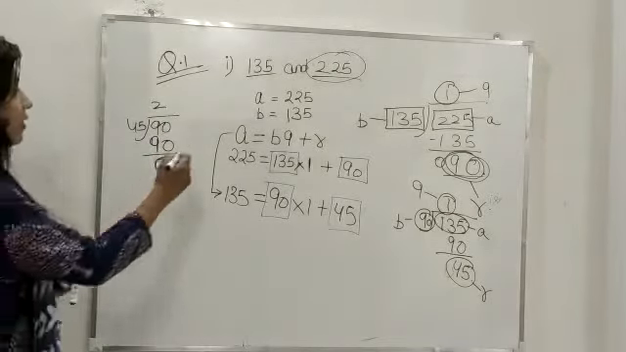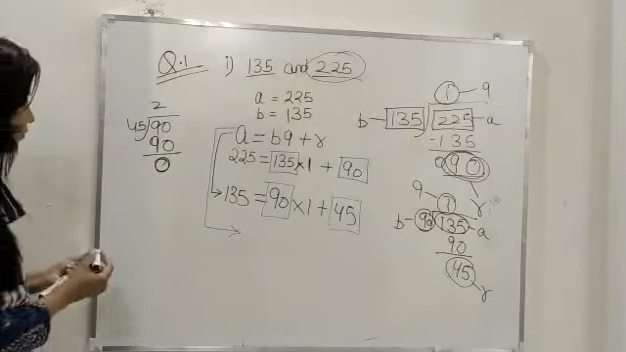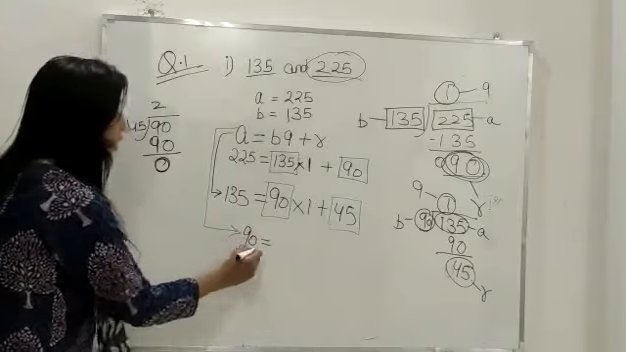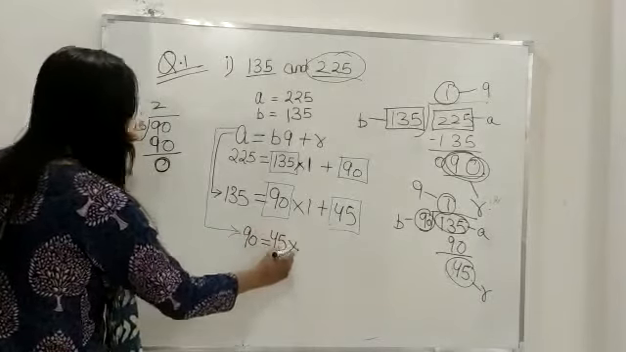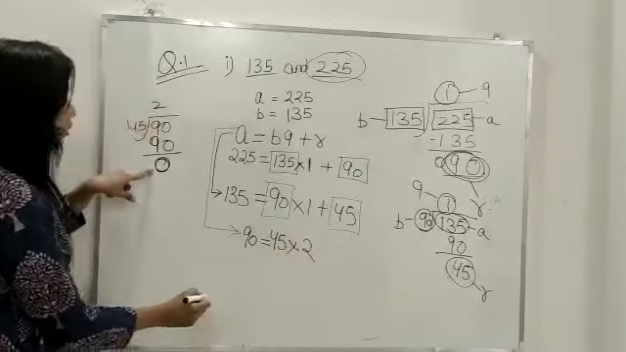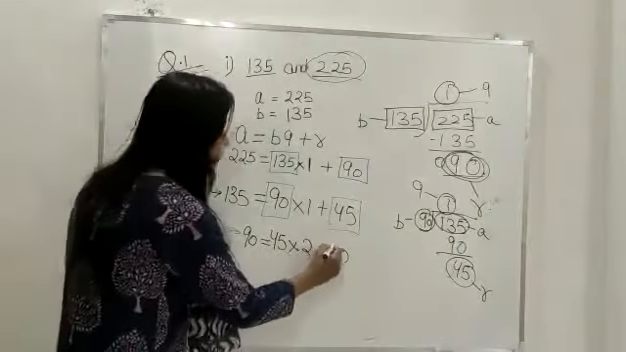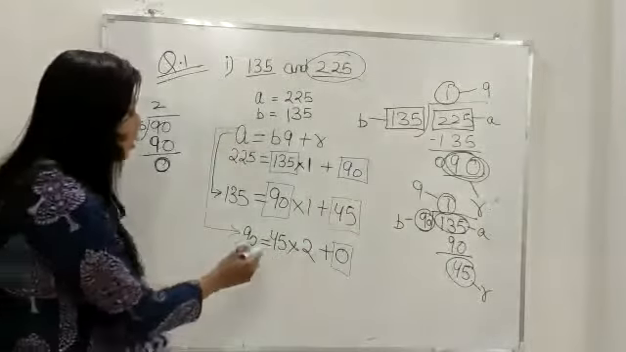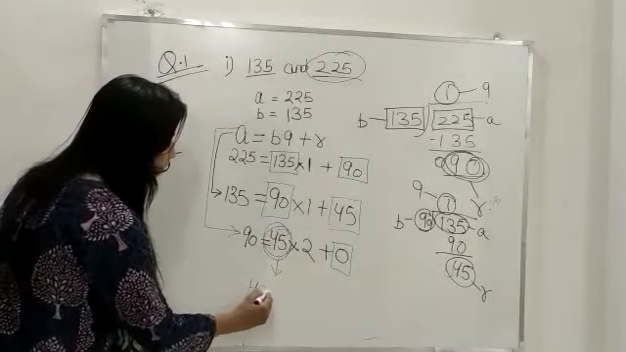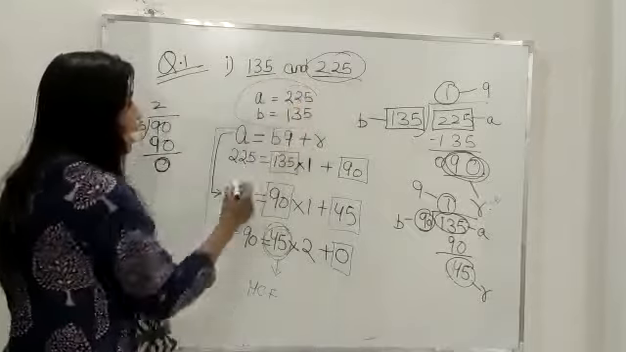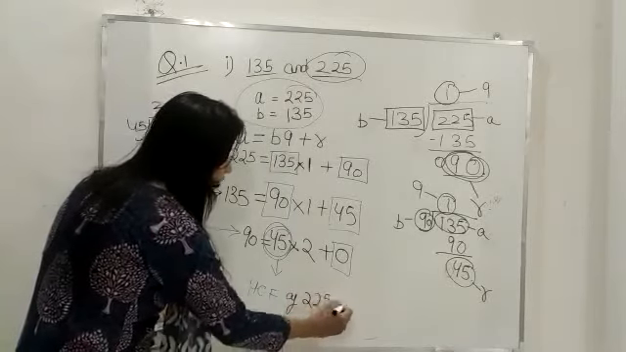Again I will write my Euclid's division algorithm here. My A is 90 is equal to my B is 45, my Q is 2 and my remainder is 0. Since now my remainder is 0, the value of the divisor is 45. So this will be the HCF of the given two numbers, that is 225 and 135.